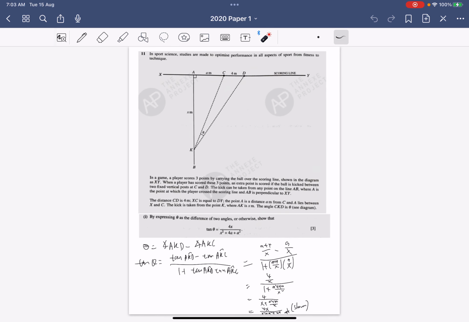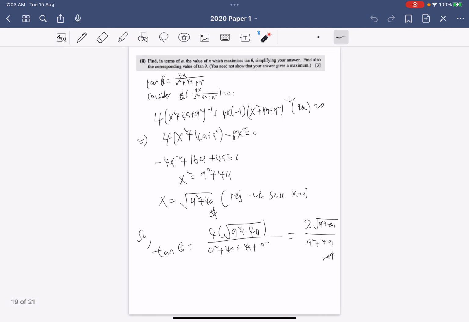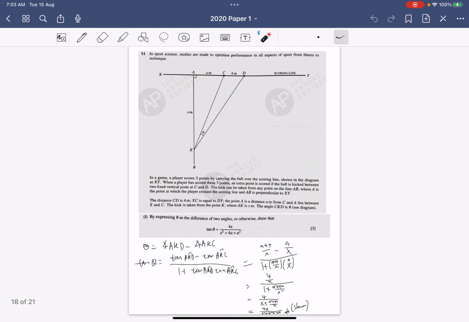Now the next question, and the last question of this paper, is a very, very long modeling question that tests your concept of application of differentiation in the end. So we are given a study and we are supposed to optimize the performance of the sport from fitness to technique.